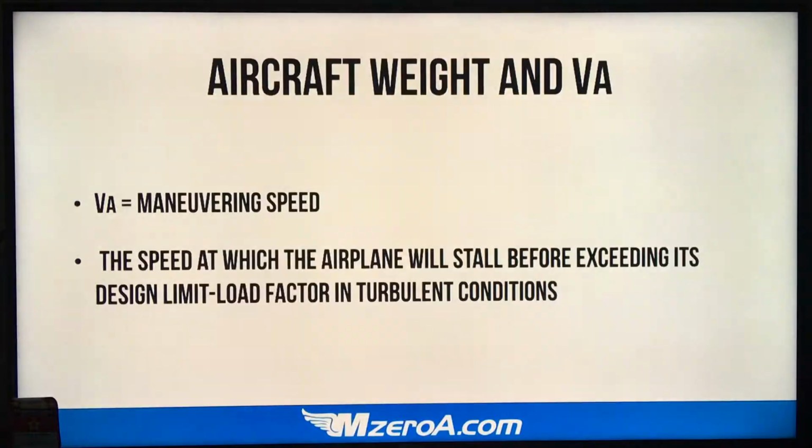VA, maneuvering speed, is that speed at which, I'll put it in plain English, that FAA definition, here it is in plain English. VA is the maximum speed that if I'm in bumpy conditions, my airplane will stall before it breaks apart. It sounds gruesome, but that's what they're trying to explain to you there when they say exceeding its design limit load factor. It's a polite way of saying break apart, essentially. That's what they're trying to tell you in plain English. That's why knowing our VA, our maneuvering speed, is so important.